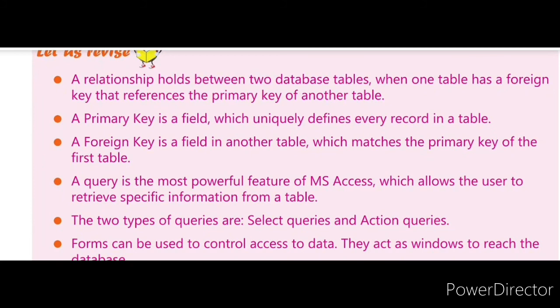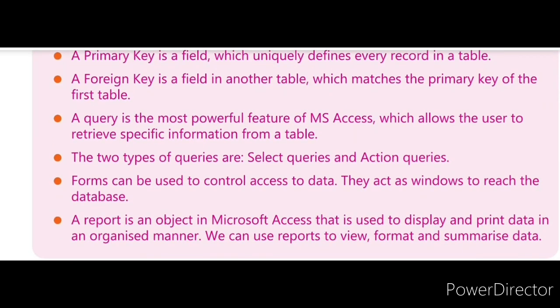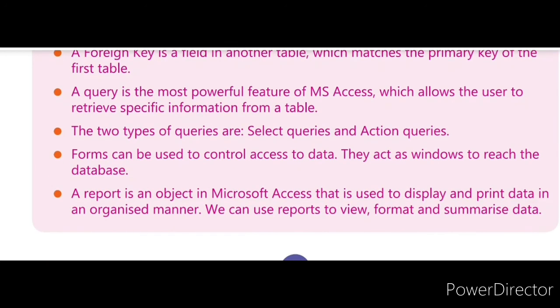Query. What is a query? It is the most powerful feature of MS Access which allows the user to retrieve specific information from a table. The two types of queries are select queries and action queries. Forms can be used to control access to data. They act as windows to reach the database. A report is an object in MS Access database which is used to display and print the data in an organized manner. We can use reports to view, format and summarize the data.